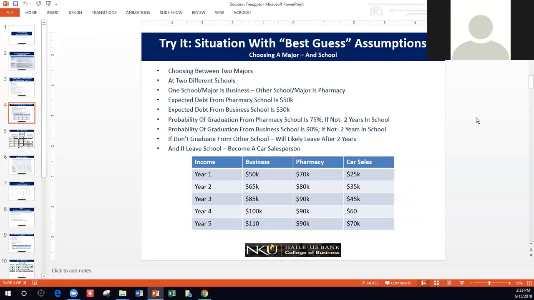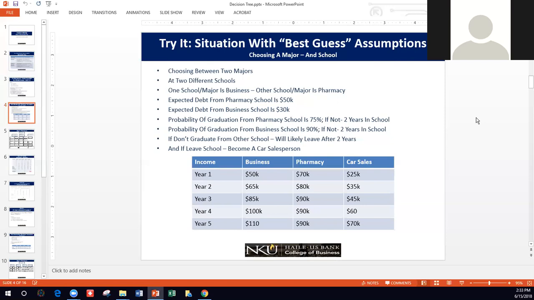Then you say, okay, well, let's come up with some assumptions. If I did graduate from business school, how much would I make year 1, year 2, year 3, year 4, year 5? Those are all best guesses, but a guess is better than none. And if you go to pharmacy school, it's 70, 80, 90, and then it levels off at 90 because in pharmacy school, you generally start off higher, but you hit that glass ceiling really quickly. In car dealership, you start off pretty low, but then it starts gradually climbing.